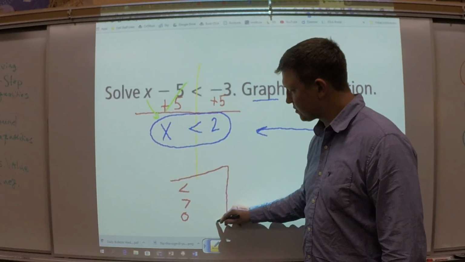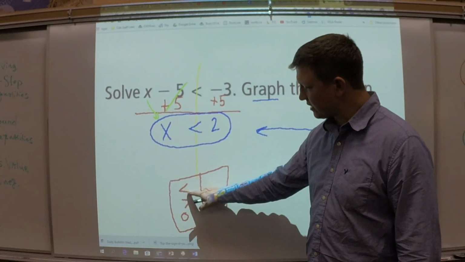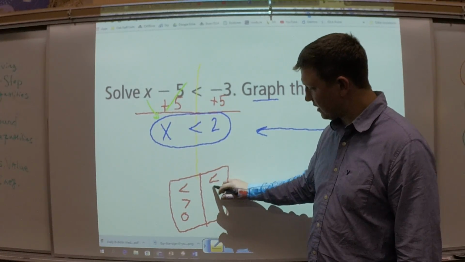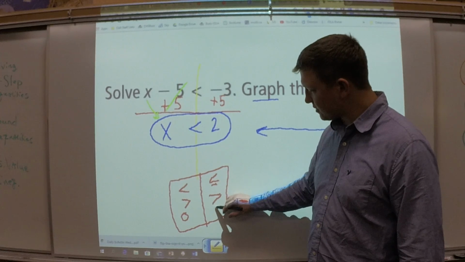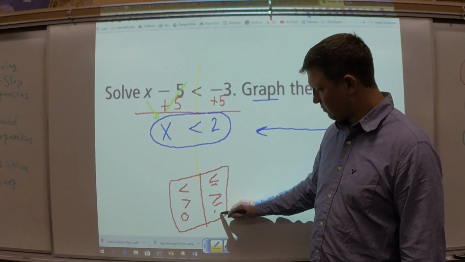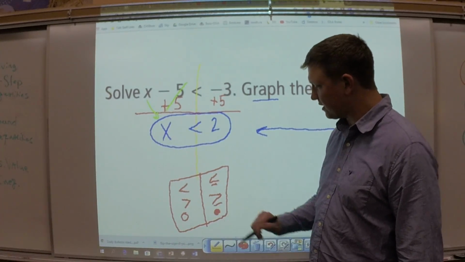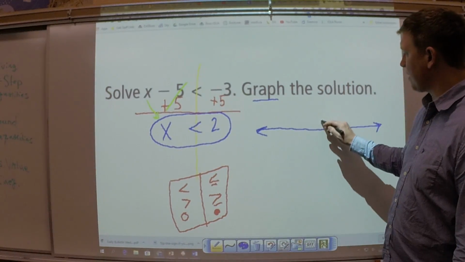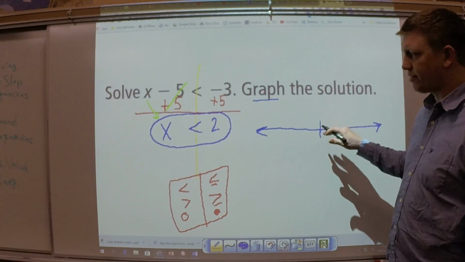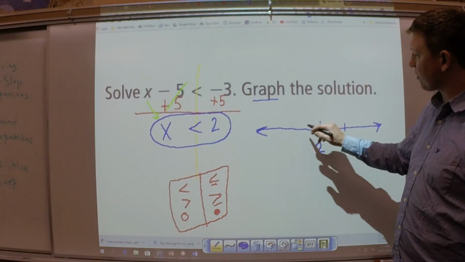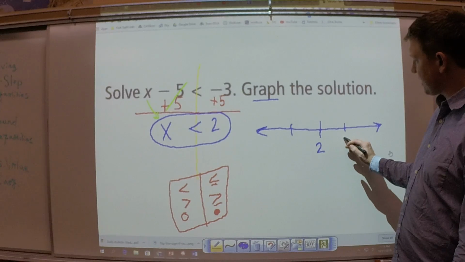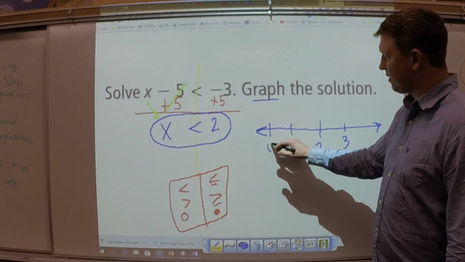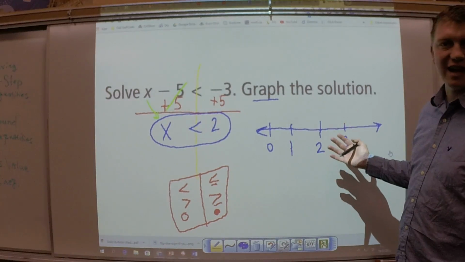Okay? So here's sort of our rules. If it looks like that or like that, then it will be open. If it's like this with an equal to, or like this with an equal to underneath of it, then we fill it in. We make it a nice solid dot on the number line. Okay, so for this particular number line, I put a tick mark on there for 2. You can put other ones on there if you would like. Like for example, this would be 3, and this would be 1, and this would be all the way over at 0. Try to keep the spacing nice, you know.